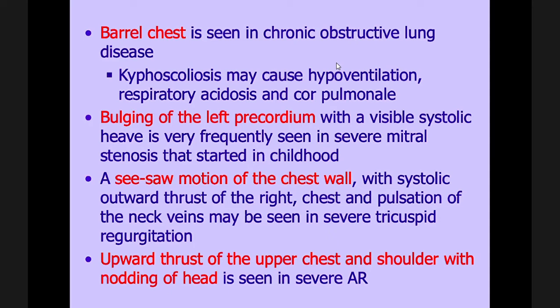Now, if there is an upward thrust of the upper chest and shoulder with nodding of head, this is commonly seen in patients with severe aortic regurgitation. So you have to look closely at your patient when you are doing your inspection, because these are some clues that will tell you what cardiac problem the patient has.